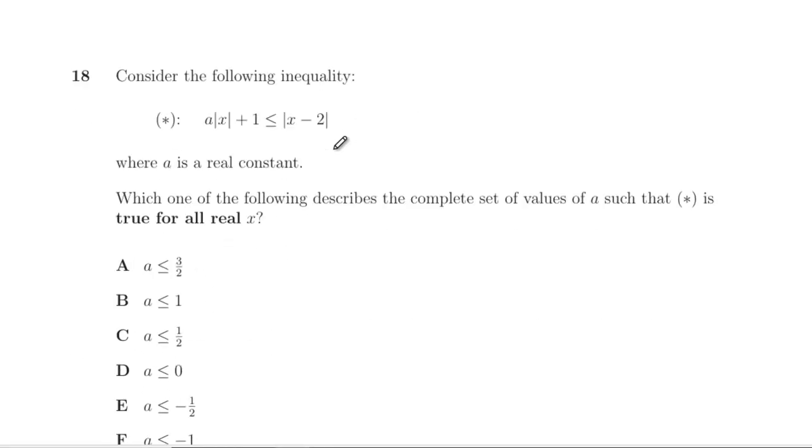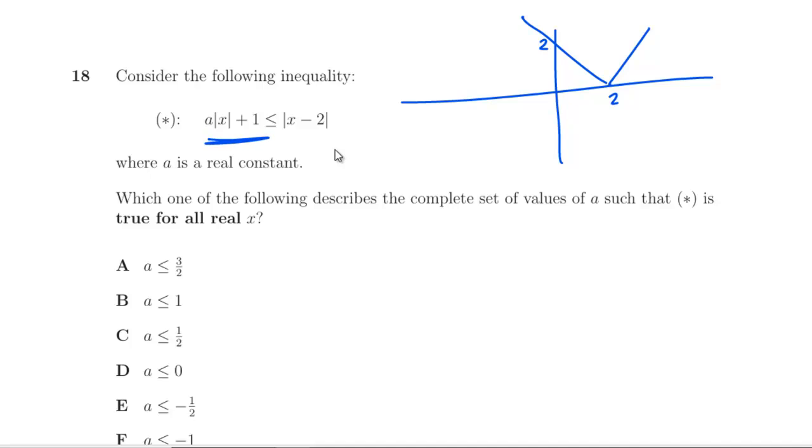Consider the following inequality. A is a real constant. Which one of the following describes a complete set of values of A such that that is true for all real x? Okay, let's draw some pictures then on this. So |x minus 2| looks like that at 2 and 2. And then we've got |a| times |x plus 1|. And we want that line, this thing here on the left, has got to be below that everywhere. So it's going through 1.